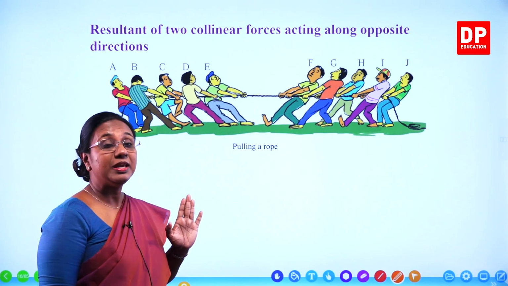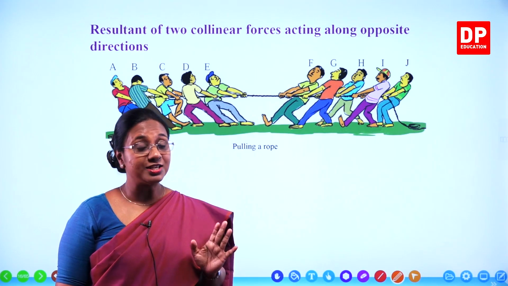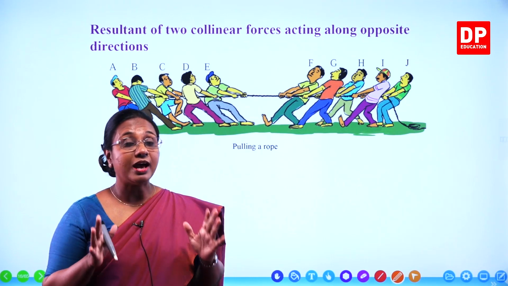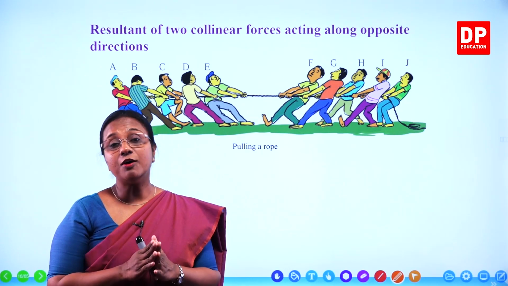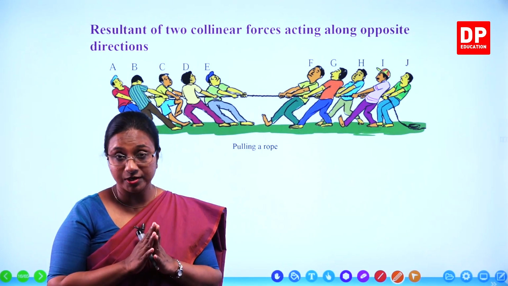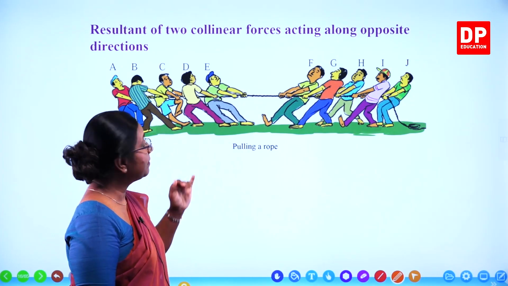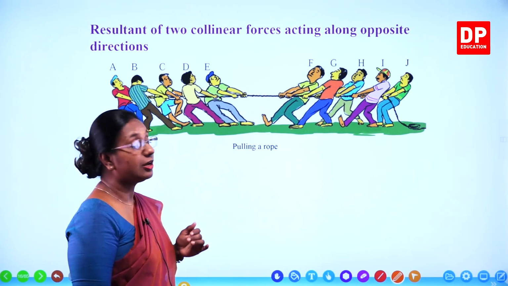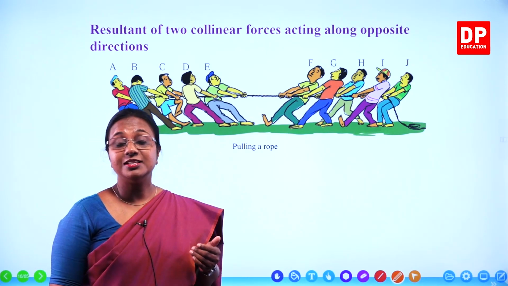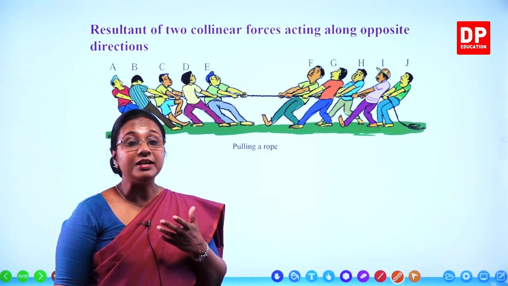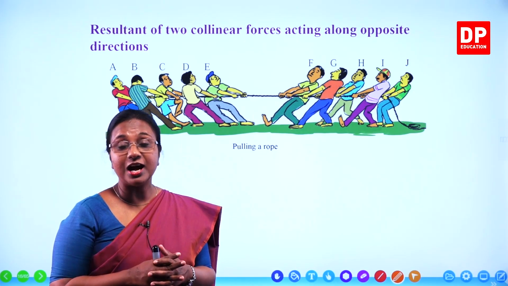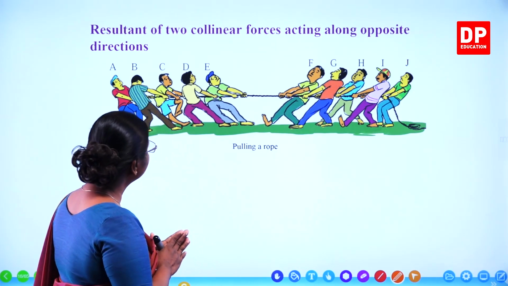So, you all know the meaning of collinear force. What is that, students? They have to have the same line of action. That's the important thing. So, with that, we'll look at this example. You're familiar with tug of war or pulling a rope during the New Year season. This is a very common game that is played all around the country. So, you're very familiar with that.